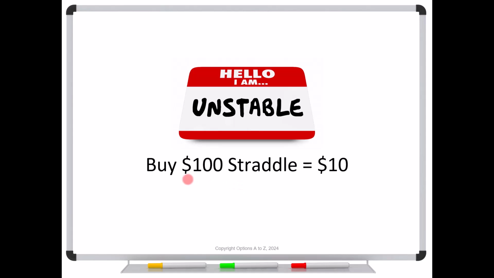So remember, let's say that you buy the 100 straddle for 10. And again, one of the things that makes this very tricky to trade is that, yeah, the advantage is we're playing both sides of the market.